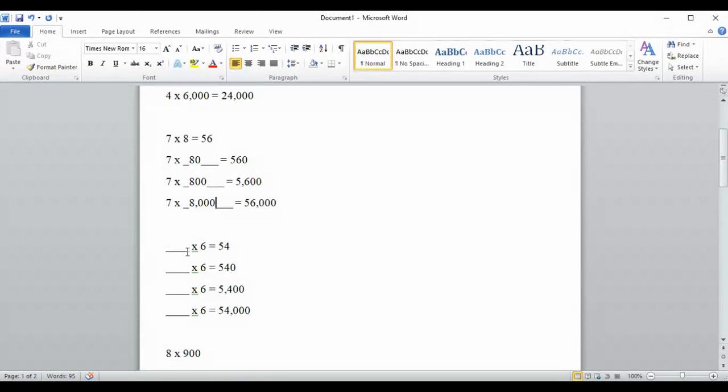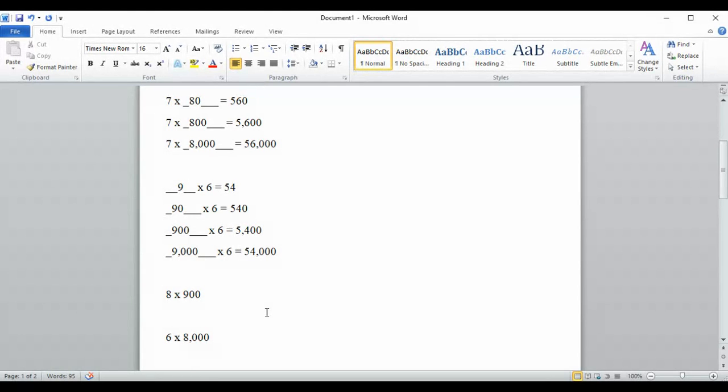Here we have blank times 6 equals 54. What times 6 equals 54? I hope you said 9. And then blank times 6 equals 540. I hope you said 90. Blank times 6 equals 5,400. 900. Blank times 6 equals 54,000. 9,000. And again, notice the patterns. All right.